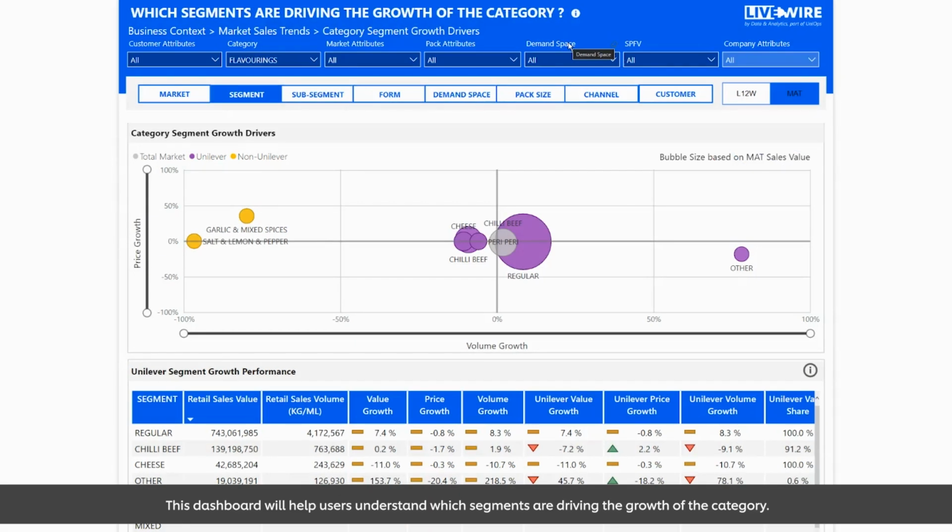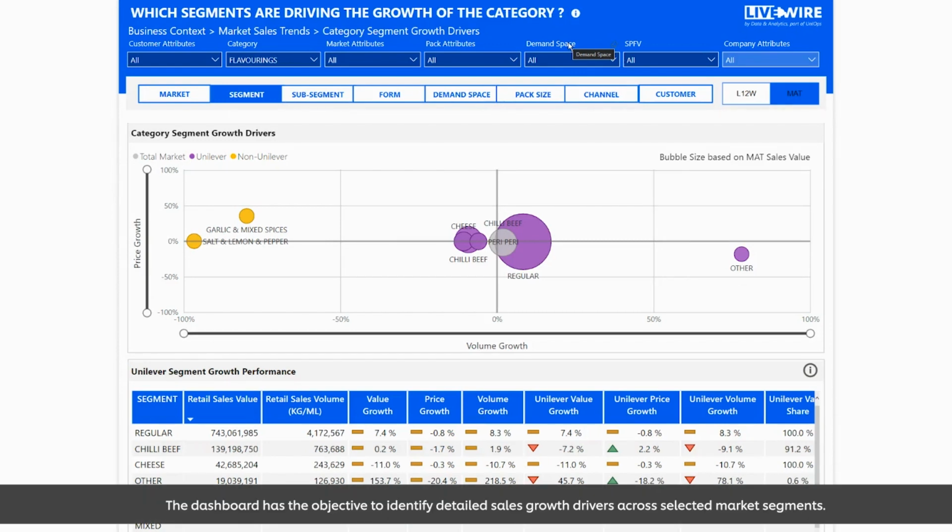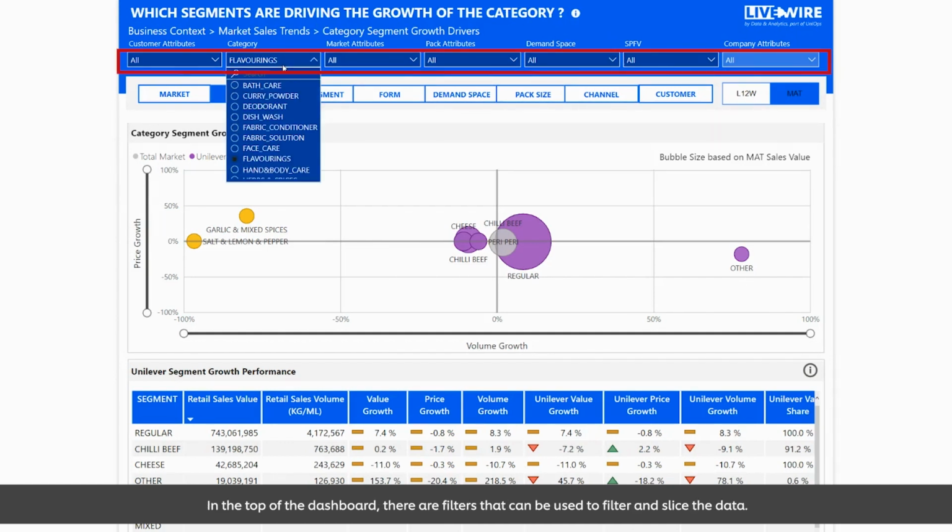The dashboard will help users understand which segments are driving the growth of the category. The dashboard has the objective to identify detailed sales growth drivers across selected market segments. In the top of the dashboard, there are filters that can be used to filter and slice the data.